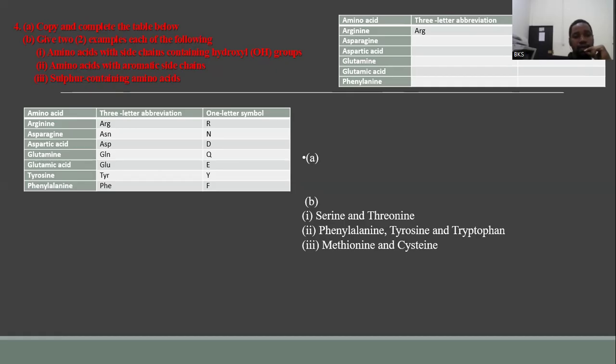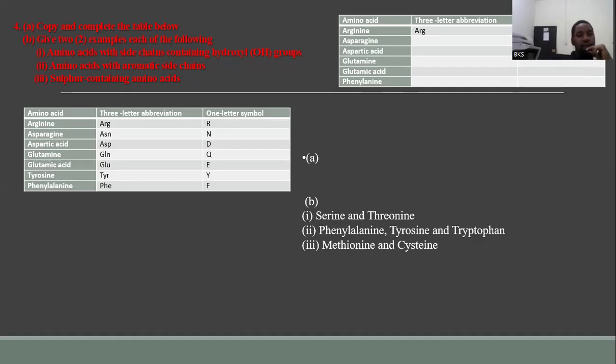We have tyrosine, Y, phenylalanine. In most cases, you discover that the three-letter abbreviation usually is the first three letters. So some of those that were given were not the first three letters, like asparagine, which we have as Asn, and then glutamine, which is Gln.